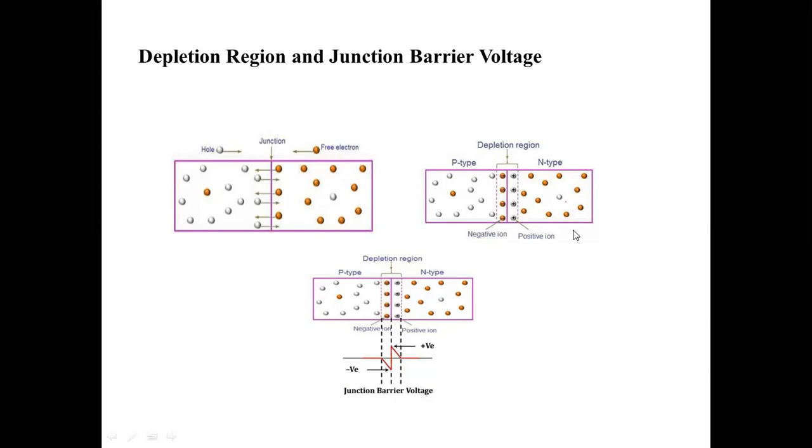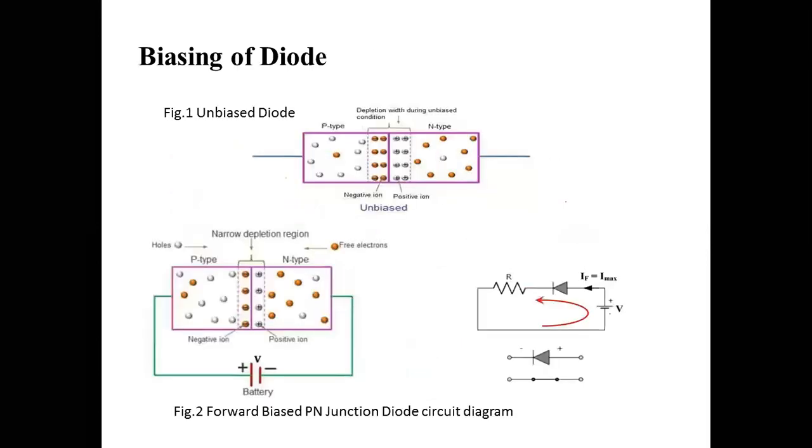This is unbiased. Unbiased means no external voltage is applied. It is just a PN junction diode. There is no battery or power supply applied to it. If you apply a battery or power supply, then that is called biasing. You can see here, an unbiased diode means no external voltage is applied. Only the depletion region is there in the unbiased condition, with some barrier potential.